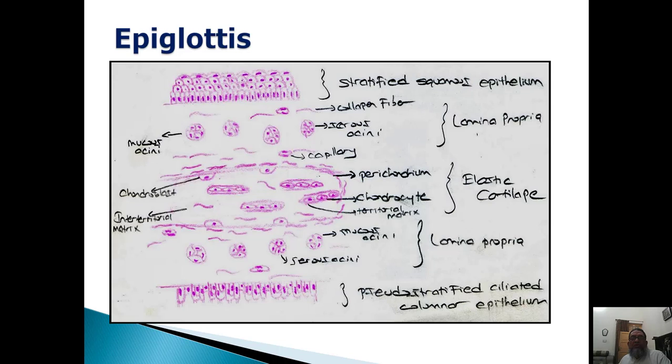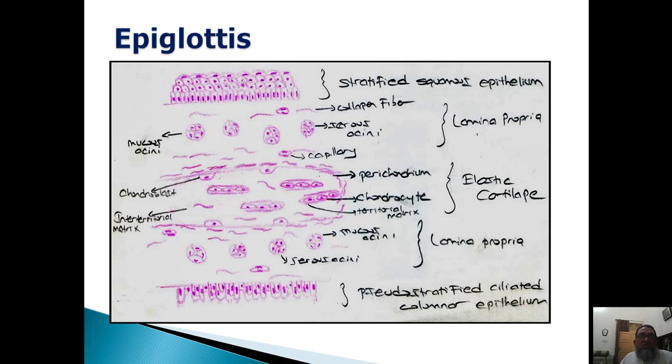Now, what is the epiglottis? You know the anatomy: it is a slit-like, valve-like structure that gives way to air properly to the trachea and food particles to the esophagus. It acts as a lid-like structure.